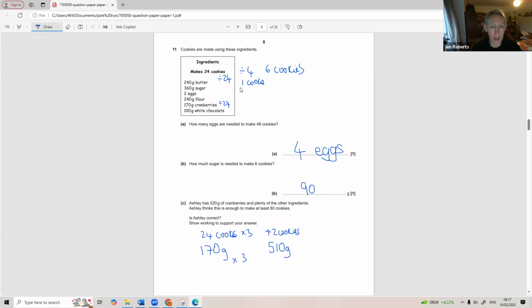Right, so we need 8 more cookies here, don't we, actually? Because we want to know for 80 cookies. So let's find out for 8 cookies. That's going to be easier, because we can quite easily make 24 into 8 cookies by dividing it by 3. 170 divided by 3. Oh, here we go. Still get a decimal, that's fine. It's 56.7.